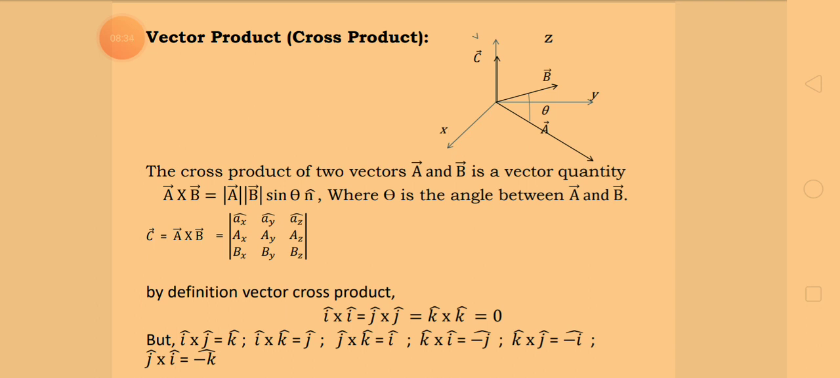So you can see in this slide the vector C is equal to vector A cross vector B, that is equal to, in matrix form, a x cap, a y cap and a z cap. Those are the unit vectors, or the directional vectors, and Ax, Ay, Az are the vector A components, and Bx, By, Bz are the vector B components.